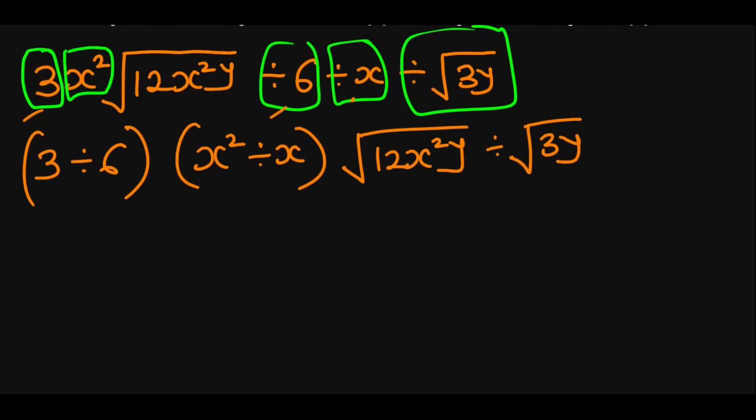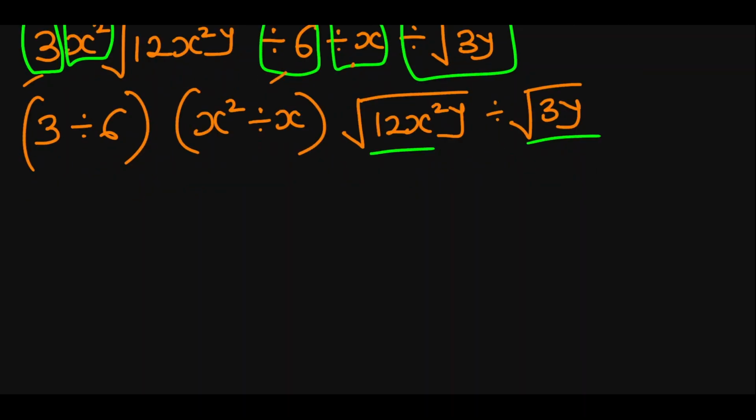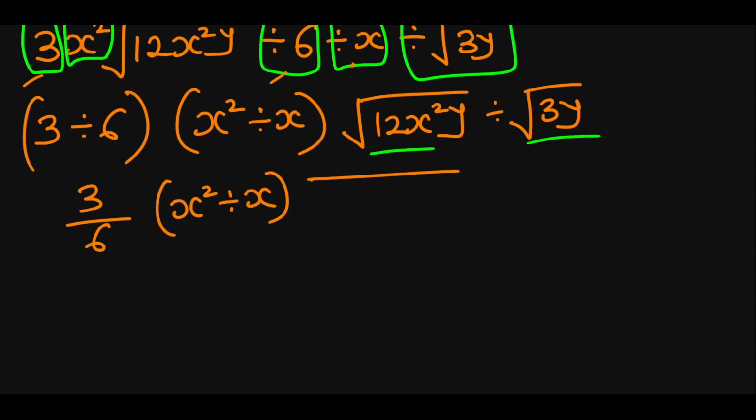Now, from what we've learnt, we see that we can combine these two roots because they meet the requirements for combining. First of all, both of them are roots. And secondly, they are dividing themselves, which means division is part of the multiplication family. So they meet that requirement. So that's what we are going to do next. So that now gives us 3 over 6. X squared, let's still leave it this way, x squared divided by x. Then root 12x squared y over 3y.